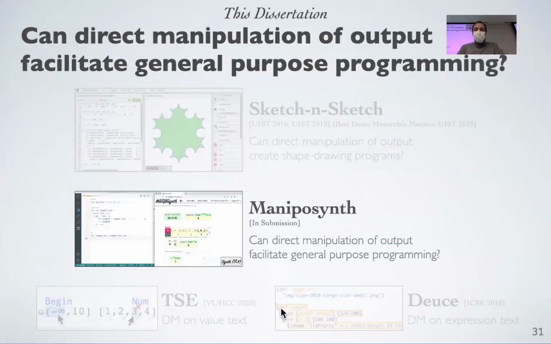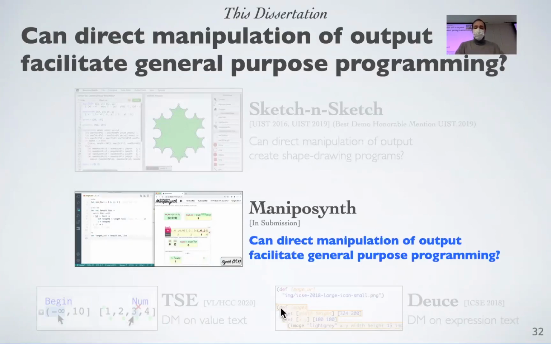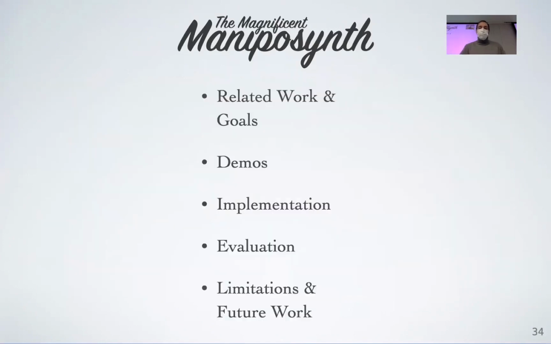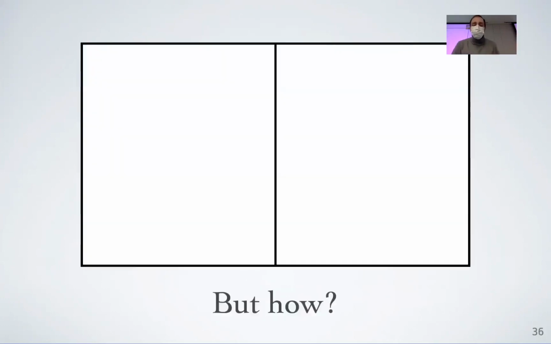All right, let's talk about: can we directly manipulate output to facilitate general purpose programming? We're going to talk a little bit about the goals, go over a demo, maybe a demo and a half, a little bit about the implementation, how we evaluated it, and where it's going.